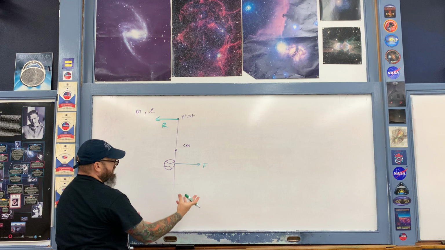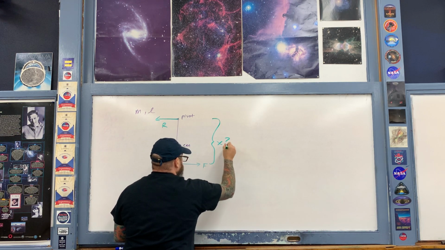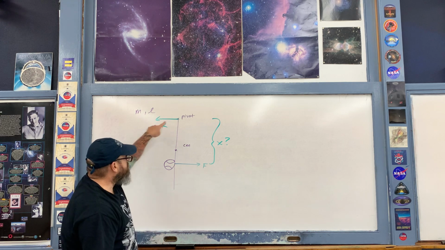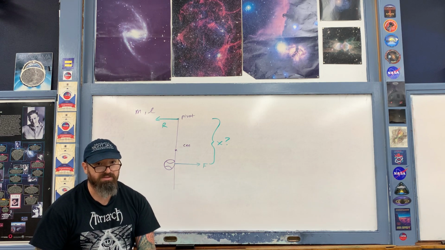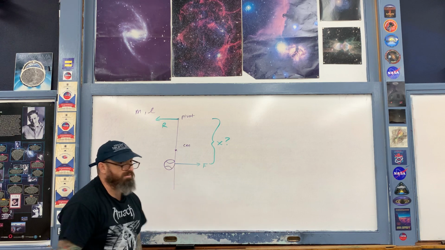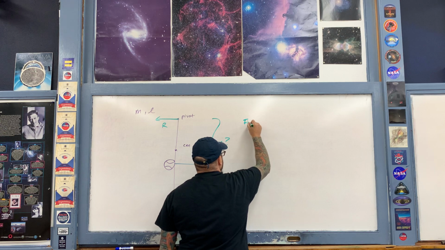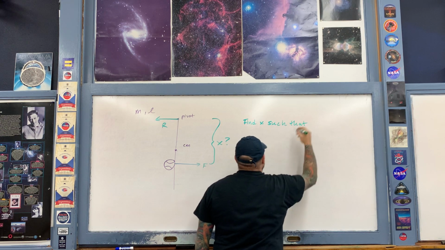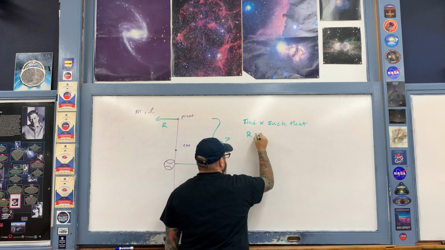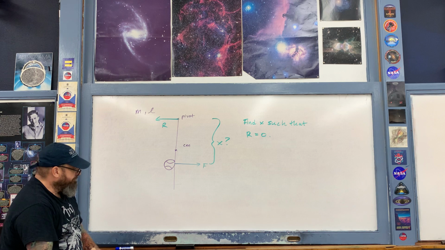Okay, what we're asked to calculate is this. What is this distance here, we'll call it x, such that the reaction force is equal to 0? That's what's being asked for in the problem. This point right here would then be the sweet spot. So let's find x such that R is equal to 0. That's what the question is asking us.